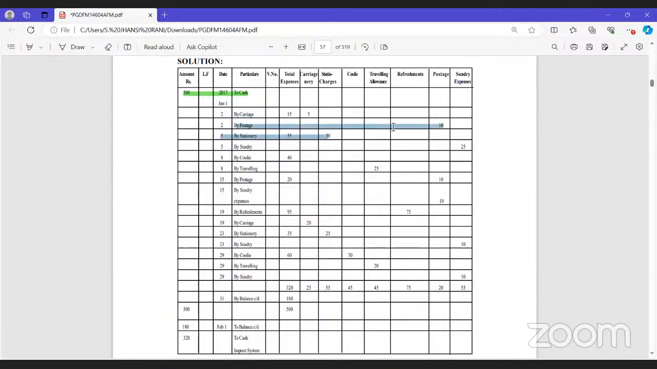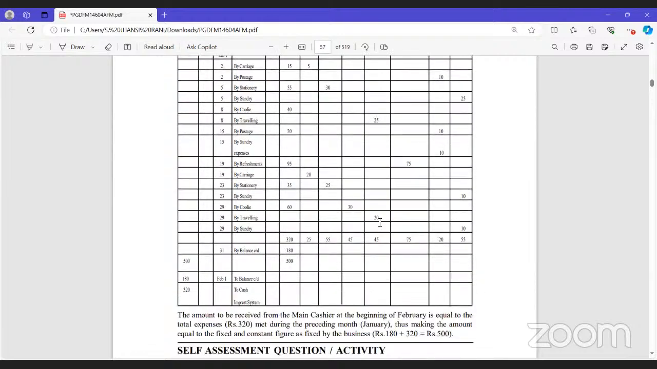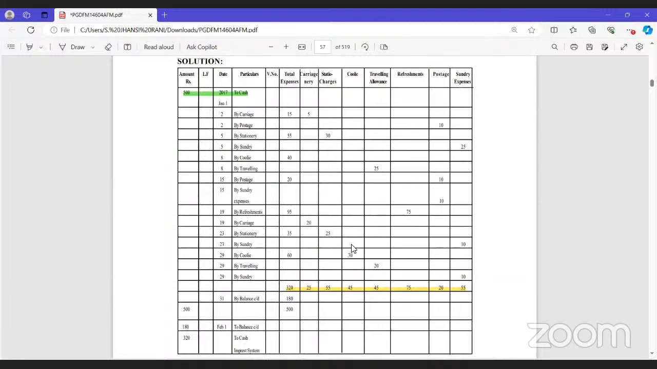Just look here: postage, here is also postage, 10 rupees, and also here postage. So we are not drawing a new column again. In the same column, we write the repeated expenses. Like this, we write it and total the expense column, and we total up all the expenses.